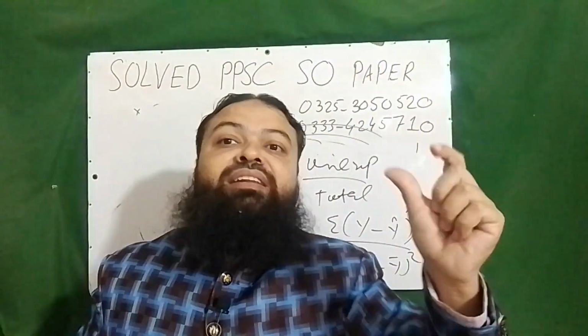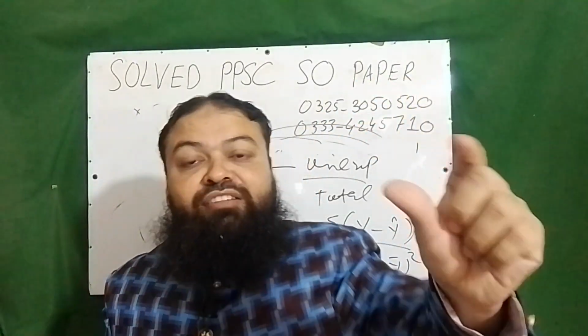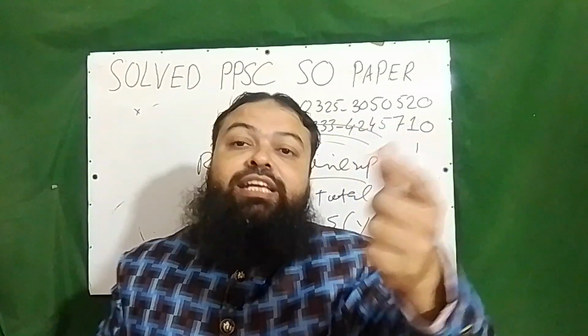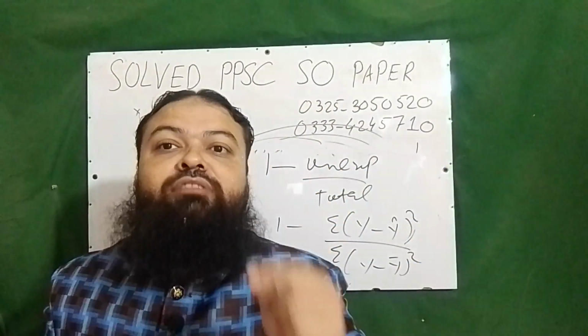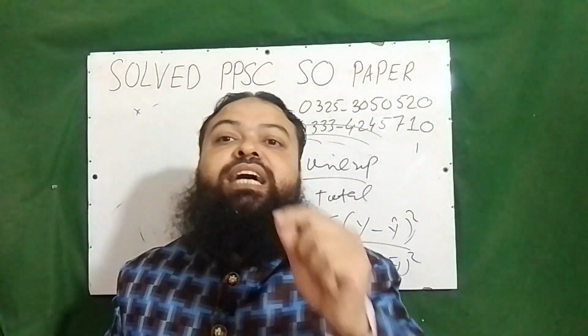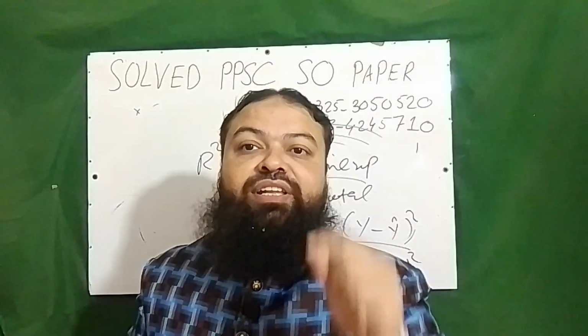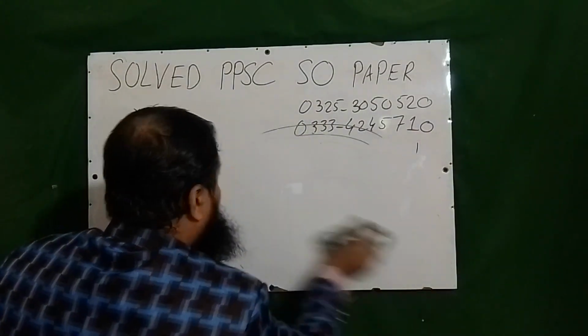Next, 1 minus unexplained over total. Next, unexplained means summation (y minus y cap) whole square. And next important MCQ can be asked: R square tells us the total variability in the dependent variable y explained with the help of all independent variables. Very, very important points and concepts. All these are for you.